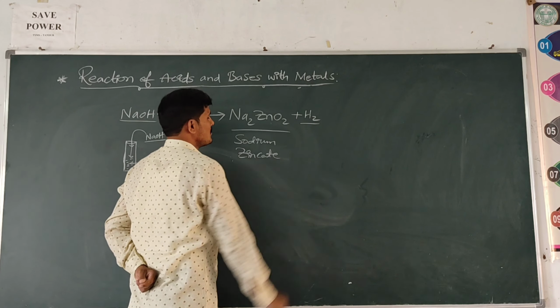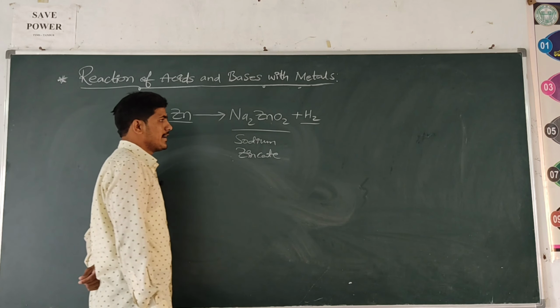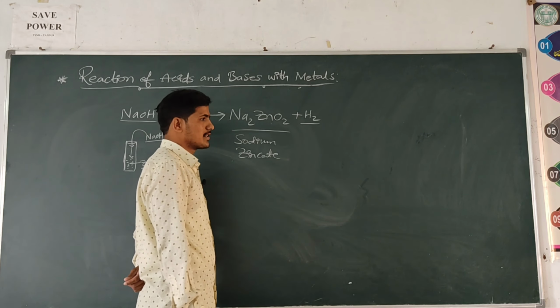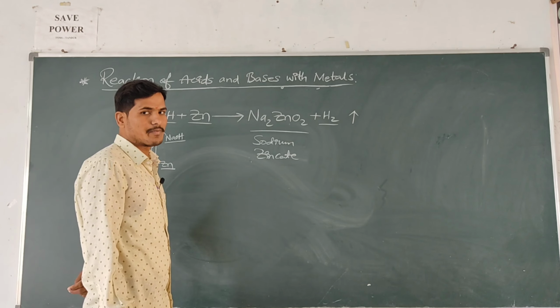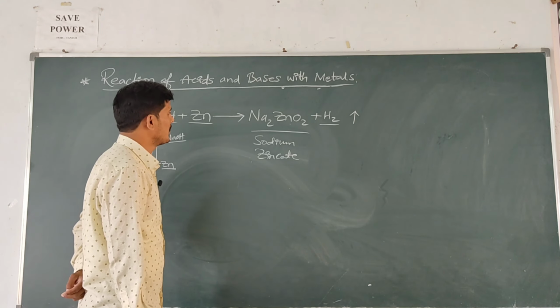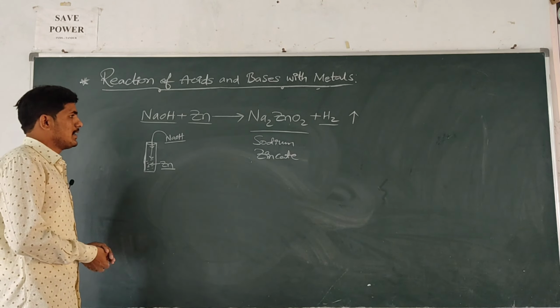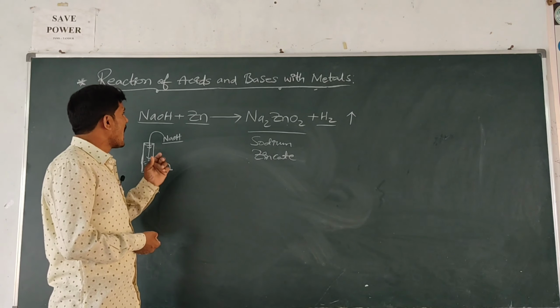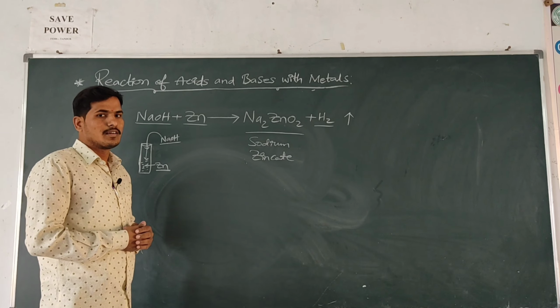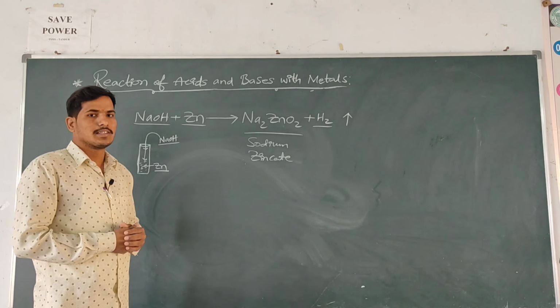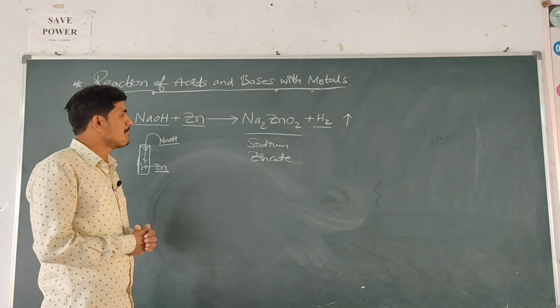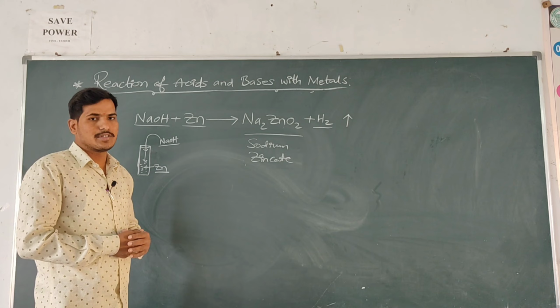And hydrogen gas will be produced. When gases are evolved in a chemical reaction, it is indicated using an upward arrow mark. Okay. Here finally we observe that when acids and bases are treated with metals, a reaction takes place between them and hydrogen gas is produced.